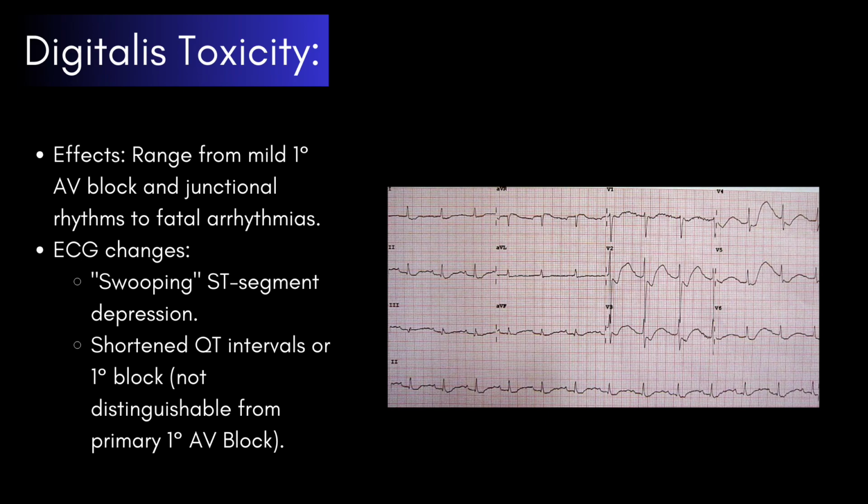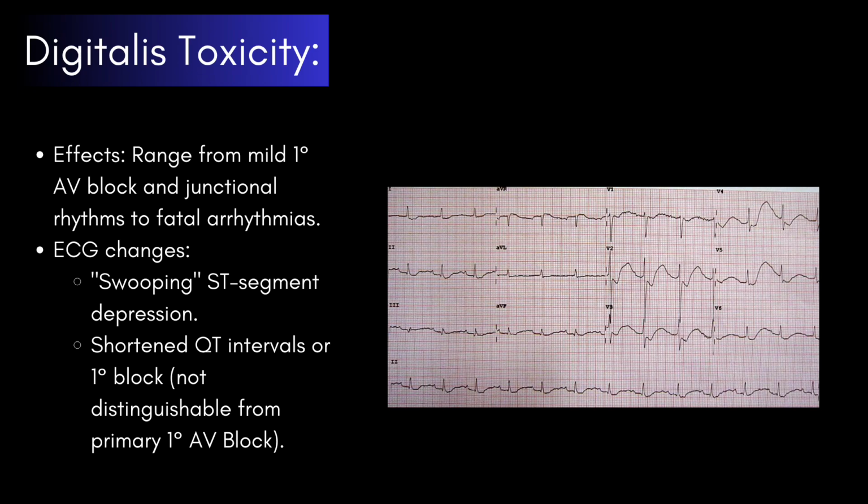Let's now look at digitalis toxicity. Effects range from mild first degree AV block and junctional rhythms to fatal arrhythmias. ECG changes: swooping ST segment depression. Shortened QT intervals or first degree block, not distinguishable from primary first degree AV block.